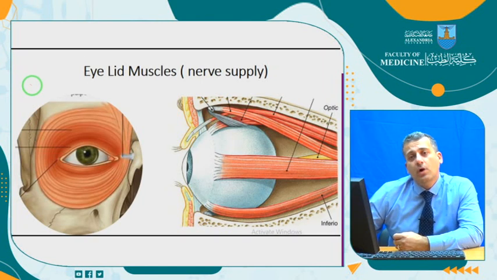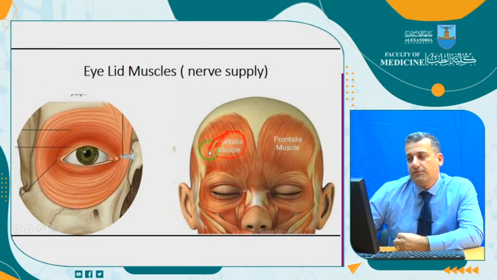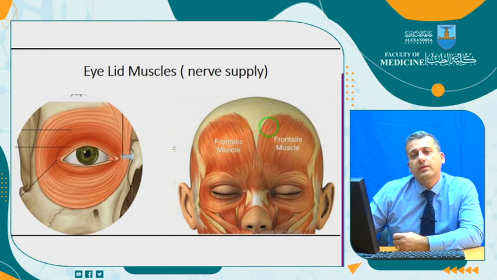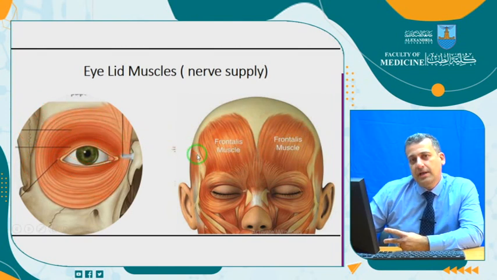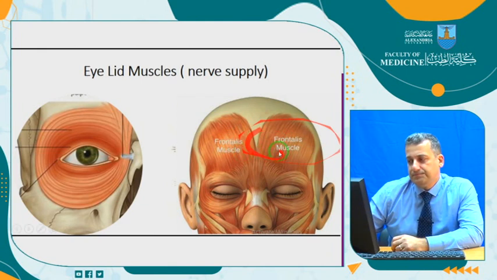But actually we have two other muscles that elevate the eyelid. The second one is called the frontalis muscle. The frontalis muscle is the muscle present in the forehead here, and when this muscle contracts upward, it helps in pulling the eyelid upward. So we have one muscle closing the eyelid, called orbicularis oculi, and up to now two muscles opening the eyelid: the levator palpebrae superioris and the frontalis muscle. The most important is the levator palpebrae superioris, supplied by the third cranial nerve, and this is the frontalis muscle.